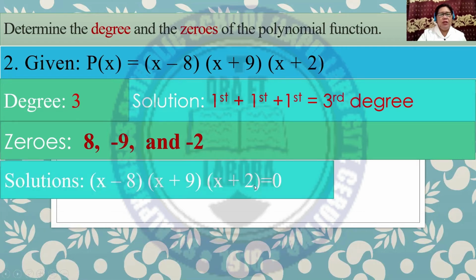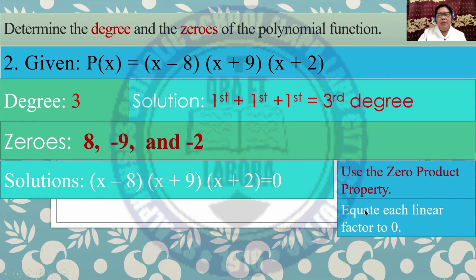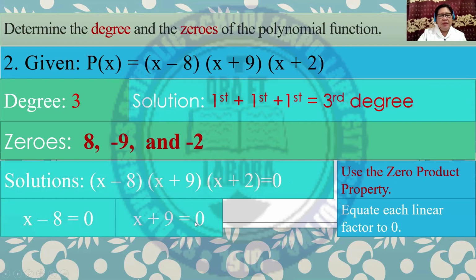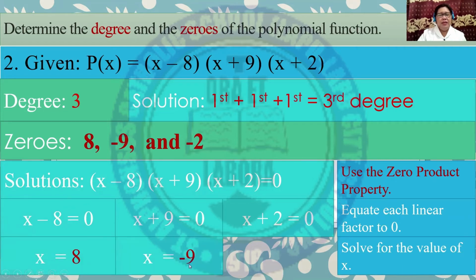For the solutions, you have to equate the binomial factors to 0, and then we have to use the zero product property, which will mean we have to equate each linear factor to 0. So x minus 8 equals to 0. X plus 9 is equal to 0. X plus 2 is equal to 0. And then solve for the value of x. So x is equal to 8, x is equal to -9, and x is equal to -2.